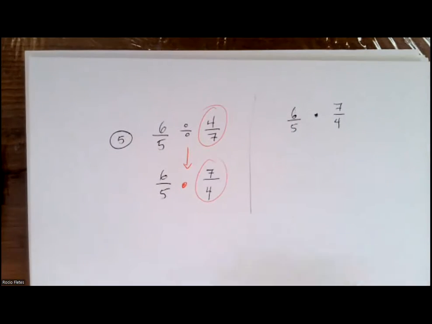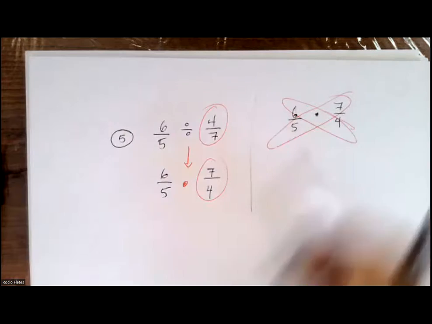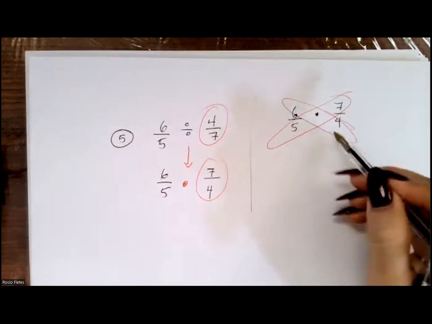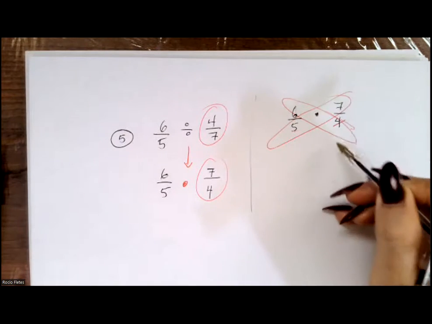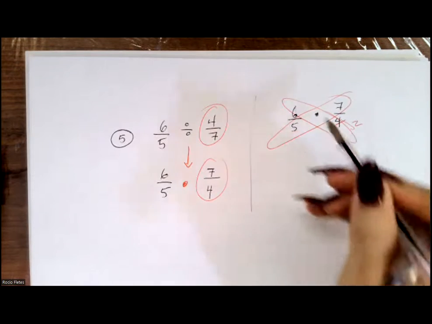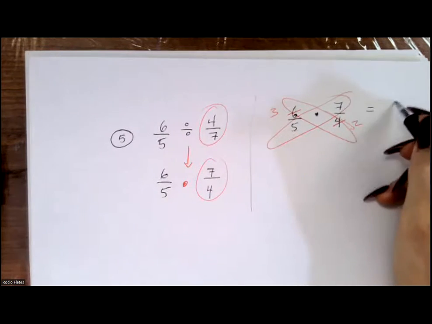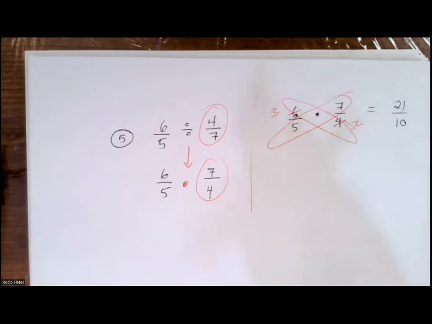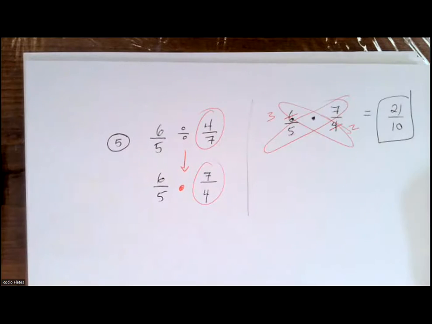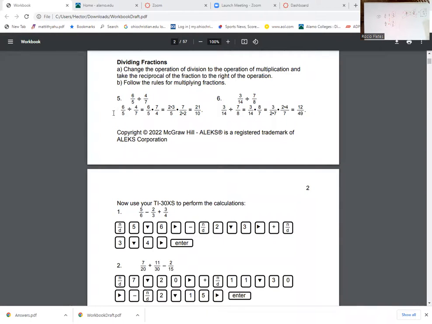Once you have it in the right form, then you can apply the diagonal technique, see if you can reduce. The 7 and the 5 you can't reduce because those are prime numbers. 4 and 6 do have 2 in common, so 2 goes into 4 twice, and 2 goes into 6 three times. And then you can multiply now. 3 times 7 equals 21, 5 times 2 equals 10, and it would give you the lowest terms. If you look at the workbook here, 21/10 is the answer. They go through a lot of steps here, but we did it in a very short amount of time. Okay. All right.